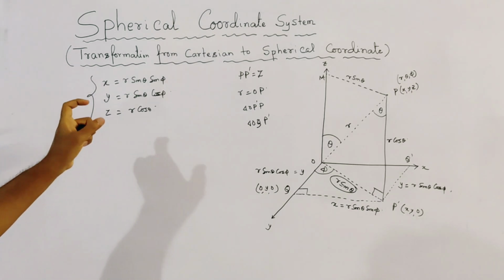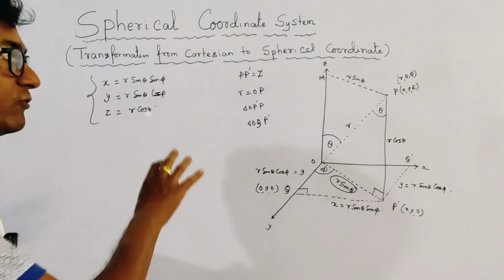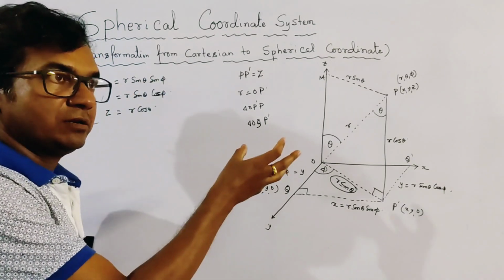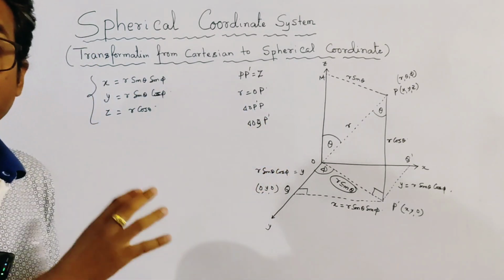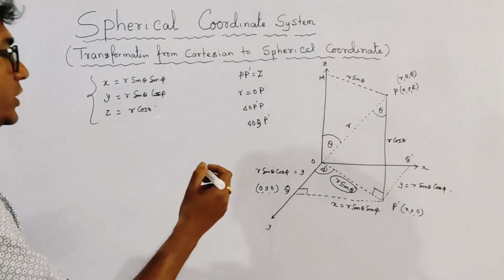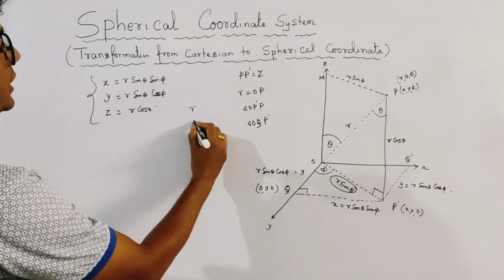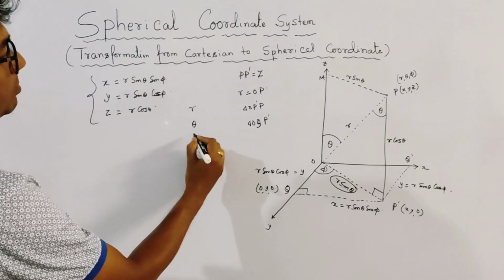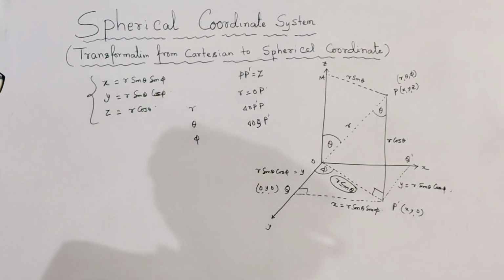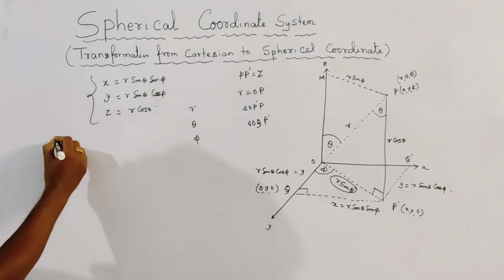Now if we change the coordinate system from Cartesian to spherical, then how can we take the range of the integration? That is, what are the range of r, what are the range of theta, and what are the range of phi? We discuss the cases one by one.